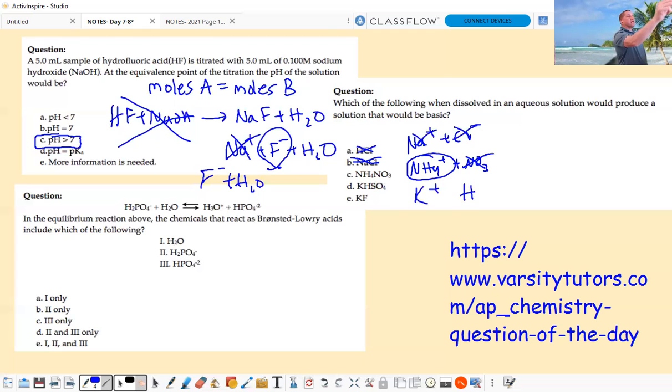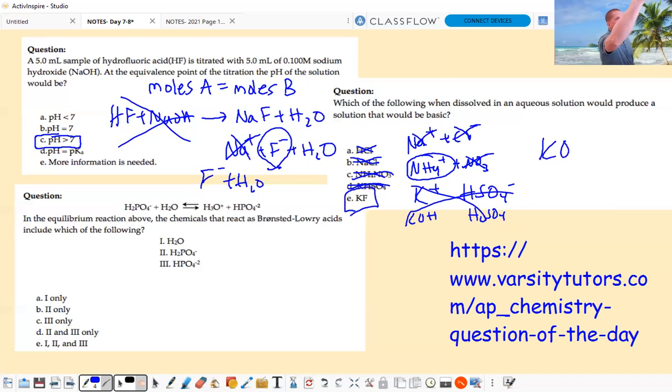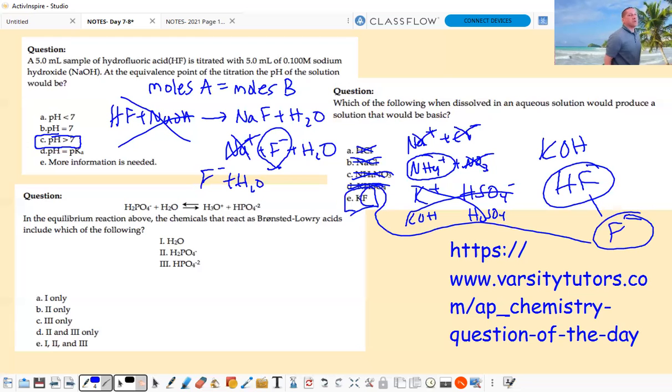K plus HSO4 minus. Strong base, strong acid. That one's neutral as well. So it must be the last one. Well, what would make the last one? We have KOH and we have HF. Weak acid and its conjugate base. So that's why it is E.